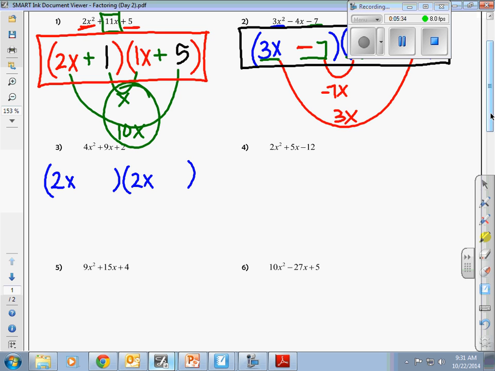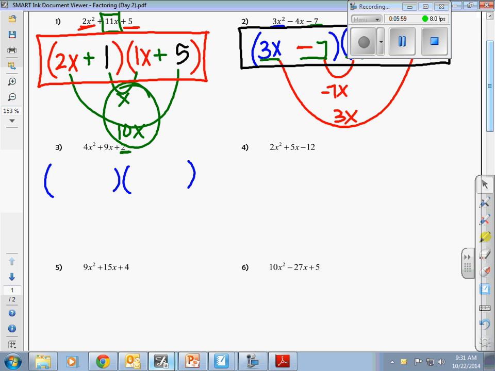So I have 2x and 2x, and then the nice thing is 2 is prime, so I'm going to try 2 and 1. And so I check my 2 insides and my outside, so I get 4x and I get 2x. Is that going to get me to 9x? No, it is not. So then I know that it's not going to be 2x in the front.